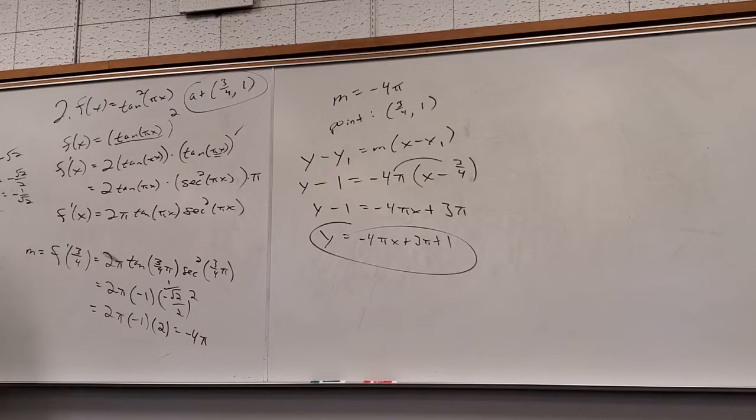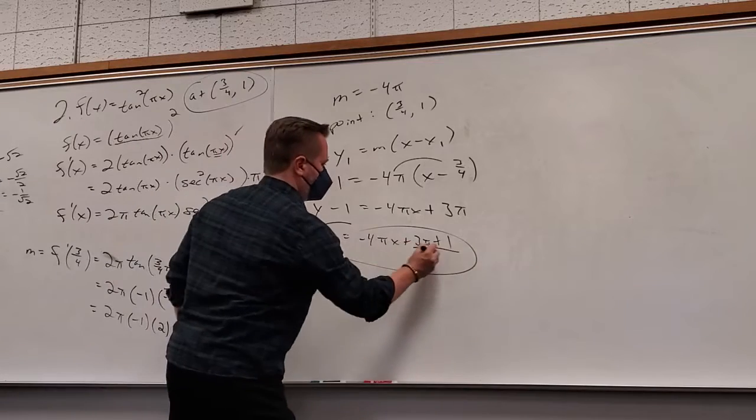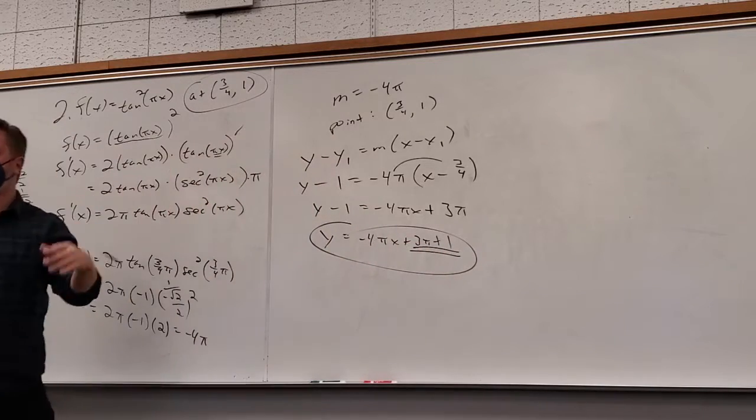Sometimes I get people who erase that. They're like, that can't be right. But yeah, that's totally right. Your slope doesn't have to be pretty. What's the y-intercept? 3 pi plus 1. Yeah, 0, comma 3 pi plus 1. This is b. I just can't combine them because pi is free.